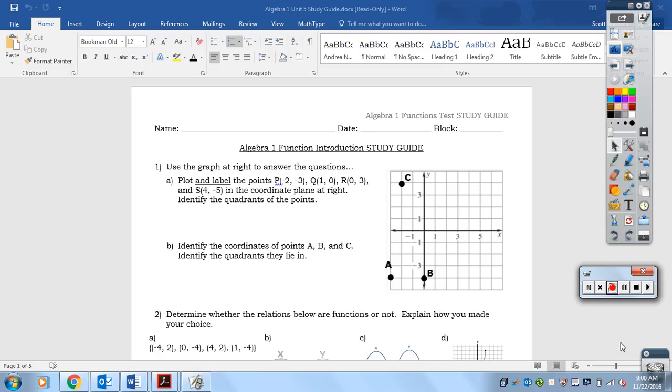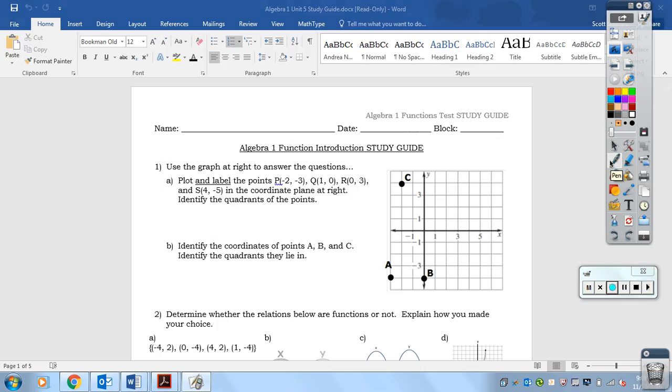This is the answer to the Algebra 1 test on coordinate plane, functions, graphing with table, graphing with intercepts. Question number 1 says to use the graph on the right to answer the questions. Plot these points. Identify the quadrant of each of these points.